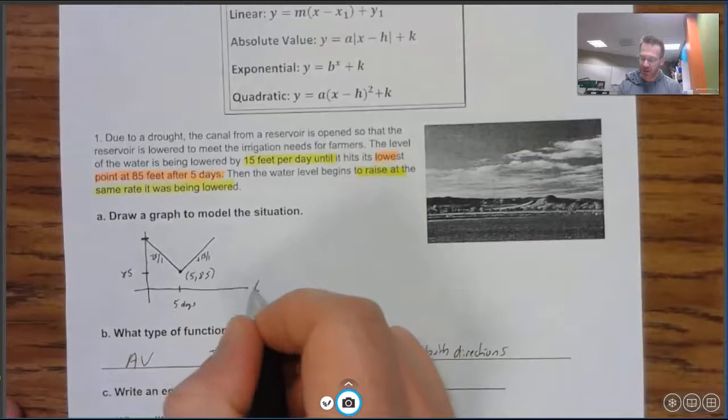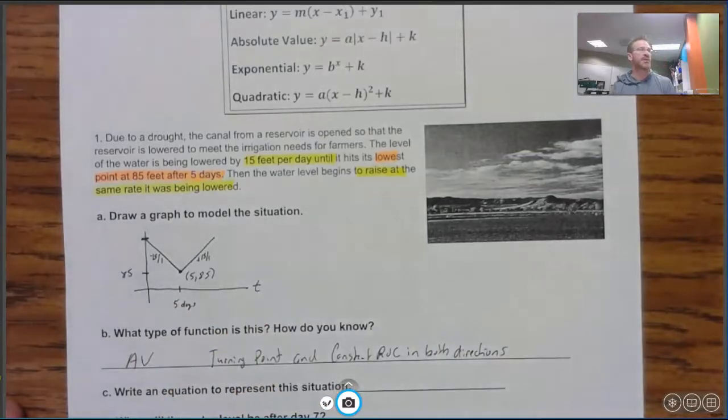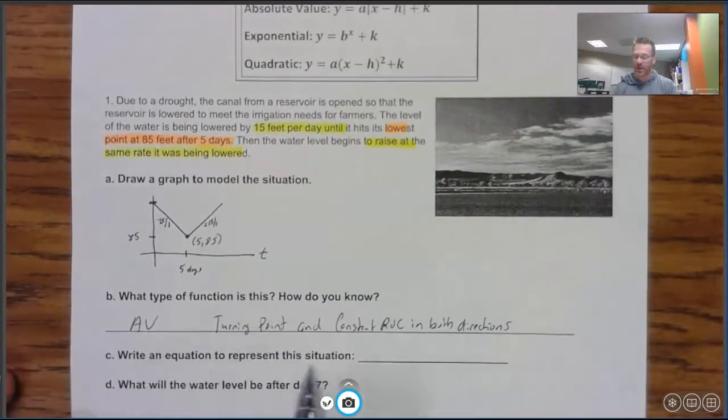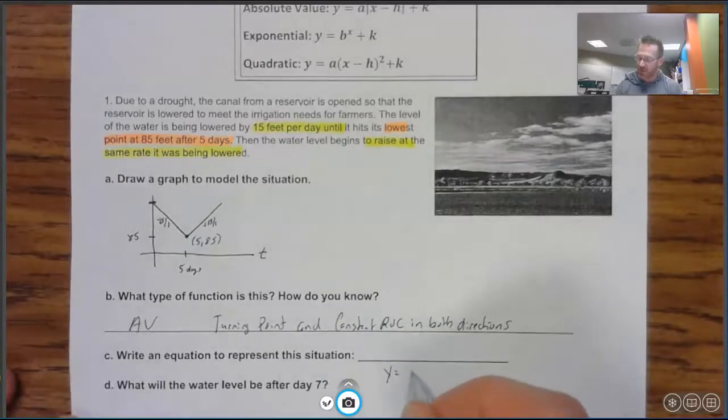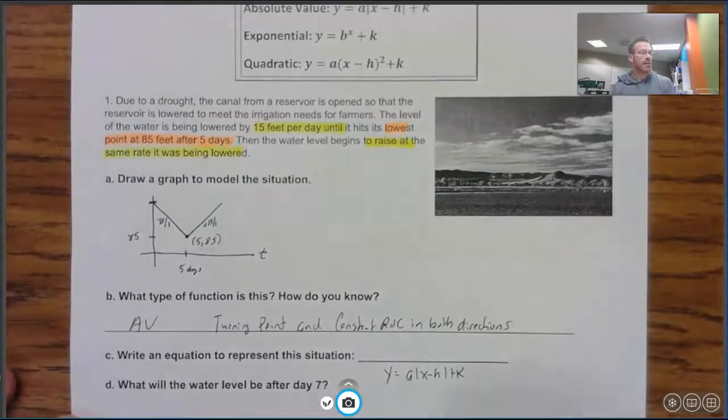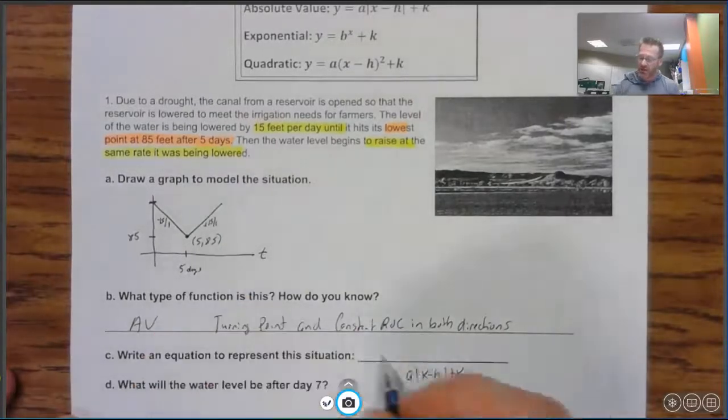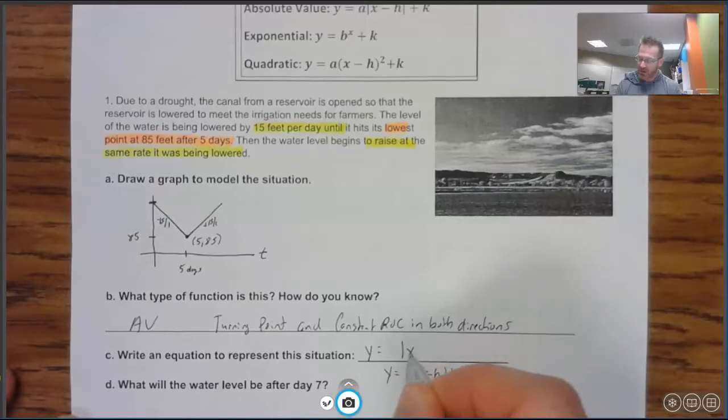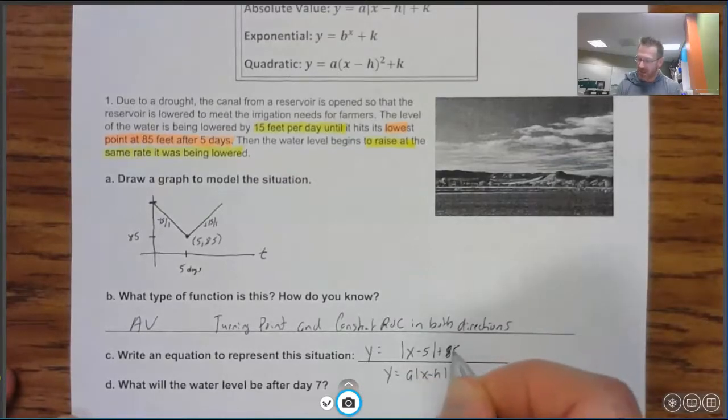And typically, when you're working in problems, time is the x-axis, all right? And so you may assume that. So now, can I take that information and represent the situation? If I think about our model, a times the absolute value of x minus h, plus k, we know what the h, k is. That's going to be the 5, comma, 85. So x minus 5 plus 85.